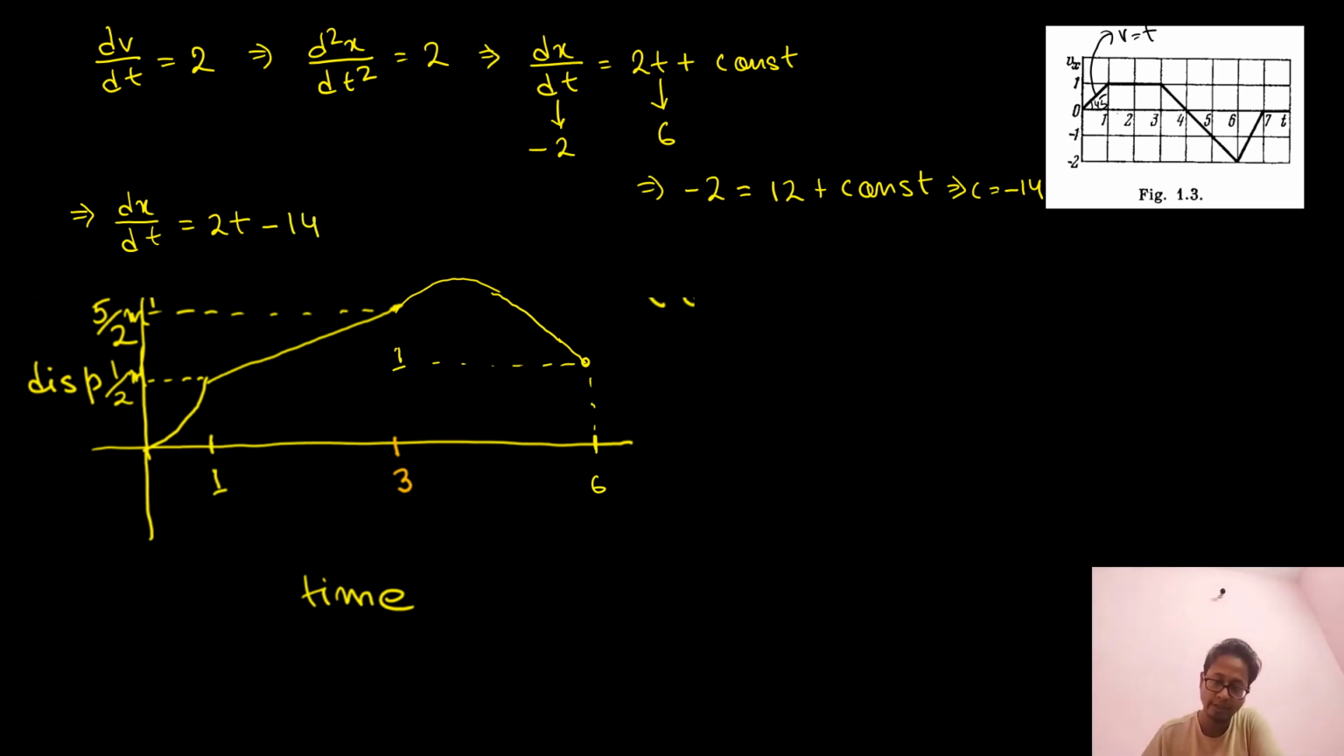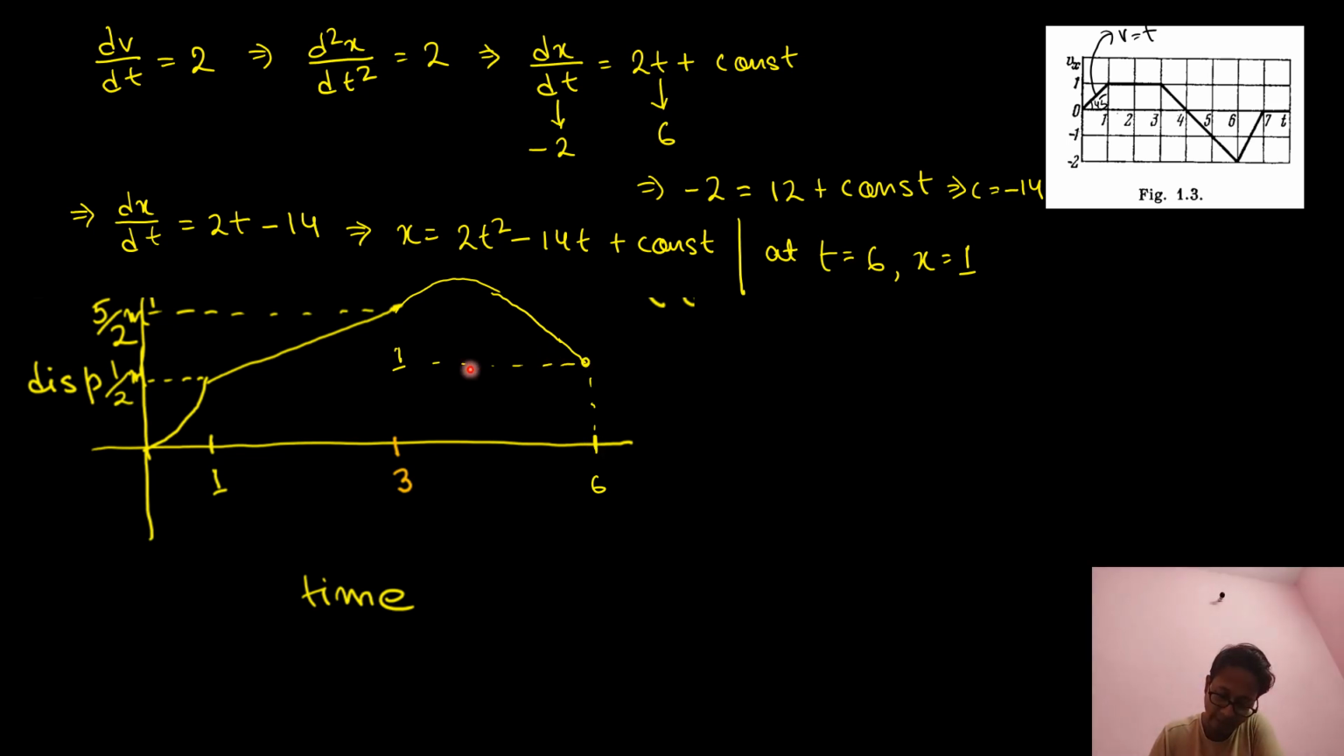So this is the slope of this graph, or this is the equation of this line. Now if I integrate this again, x is equal to 2t squared minus 14t plus some other constant. Again we apply the boundary condition: at t equals 6, x is equal to 1.